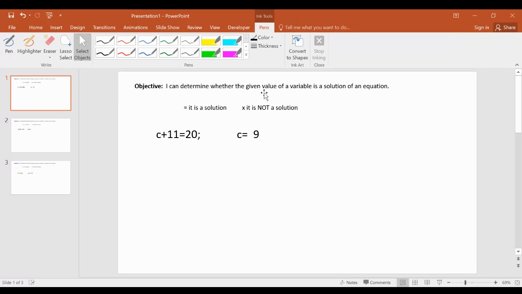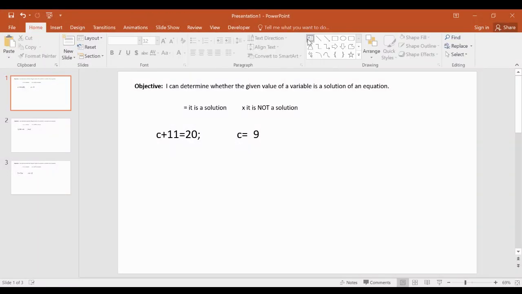Okay, so what we're going to do is simply think about whether it is a solution or if it is not a solution. All right, so let's take a look at our first equation here. We have C, and C is our variable. C plus 11 equals 20. And right now we want to know if C is equal to 9. So all we're going to do to solve is plug in our given value for the variable to see if it works.